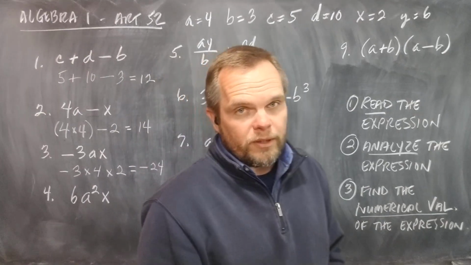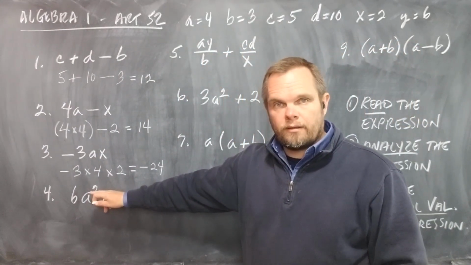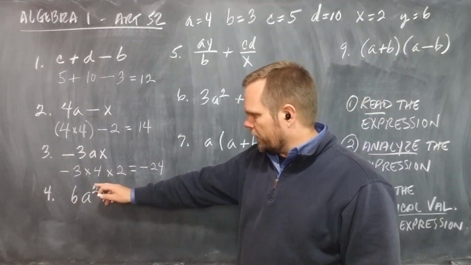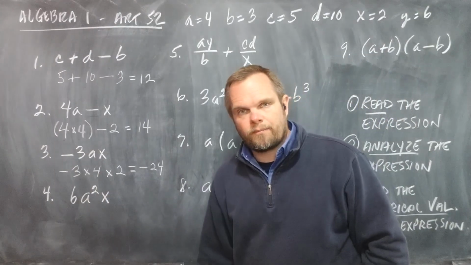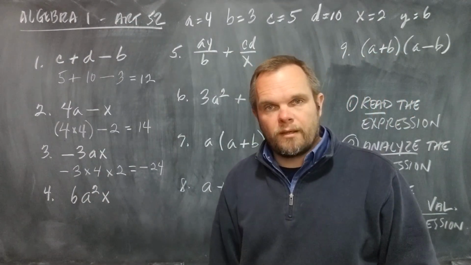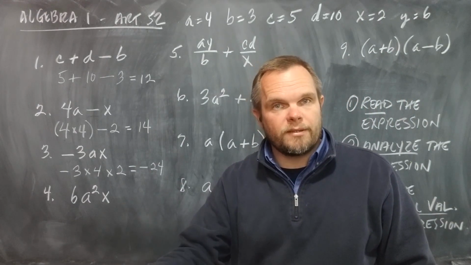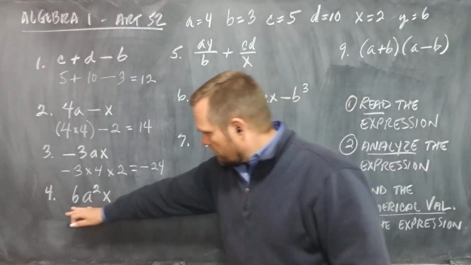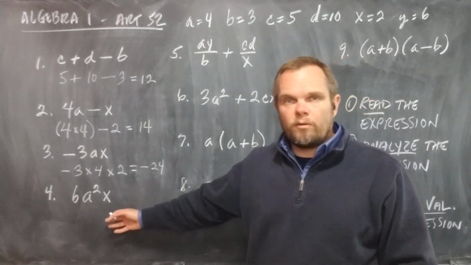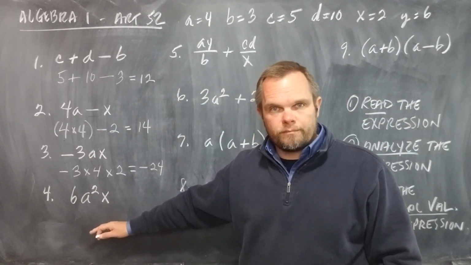We have the expression 6 times a squared times x. How many terms do we have in this expression? A term is a quantity separated by the sign plus or minus. There are no plus or minus signs in this expression, so we have only one term. This is another monomial. Okay?